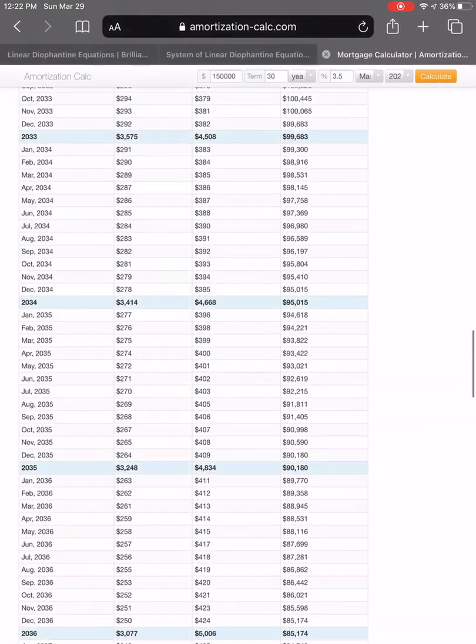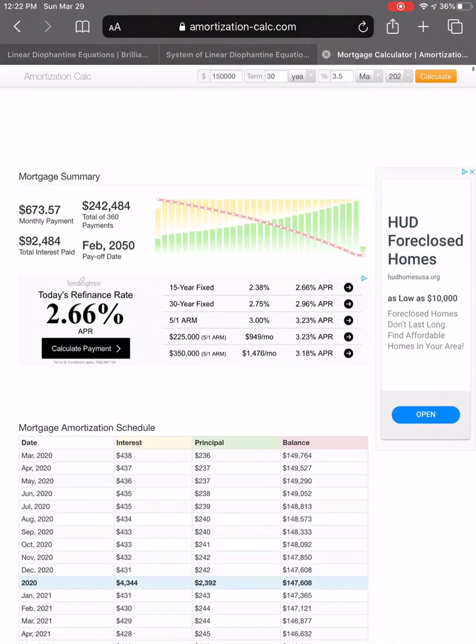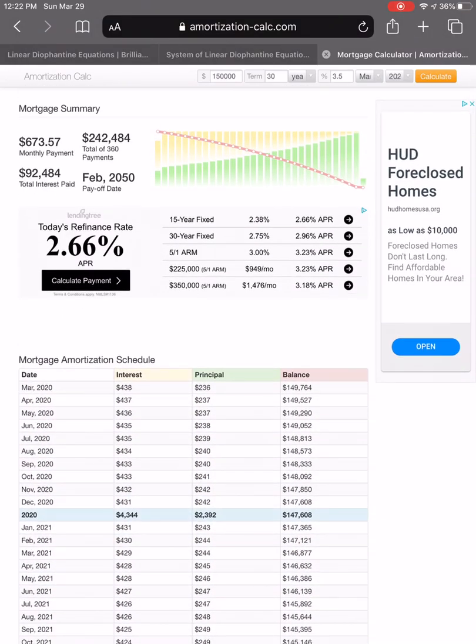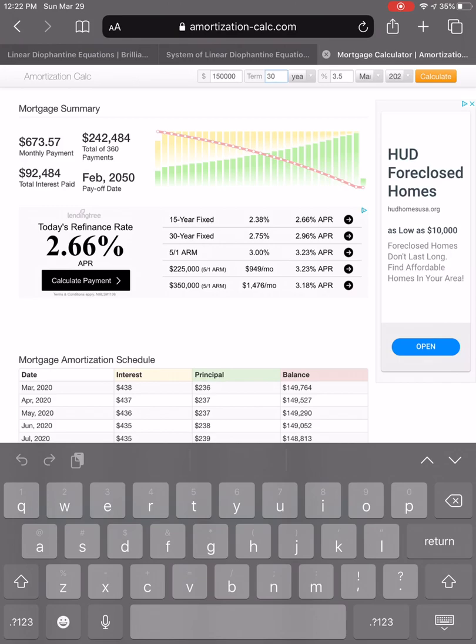Now, scroll back to the top in our calculator. We see that our monthly payment is $673.57 on the left. We need that to be $841.96, or as close as we can get within reason. And the only thing we're going to change is the amount of time. We want to know how long it would take to pay back a loan if we pay $841.